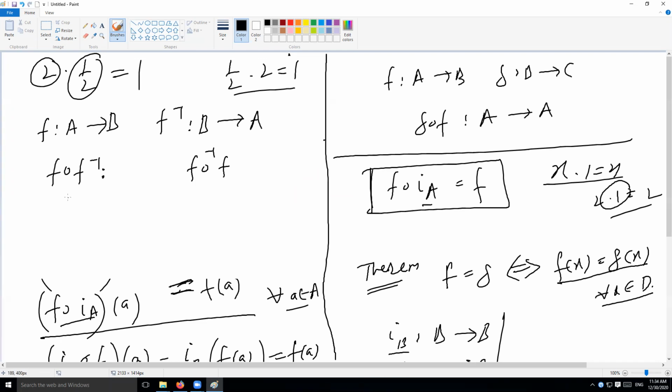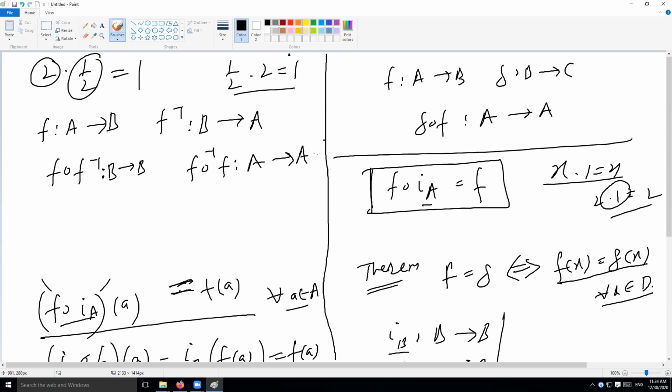From B to A. F inverse is going to send me from B to A, and then f is going to send me from A to B. So the map overall is from B to A to B. B to B. And f composition f inverse is going to be A to A.